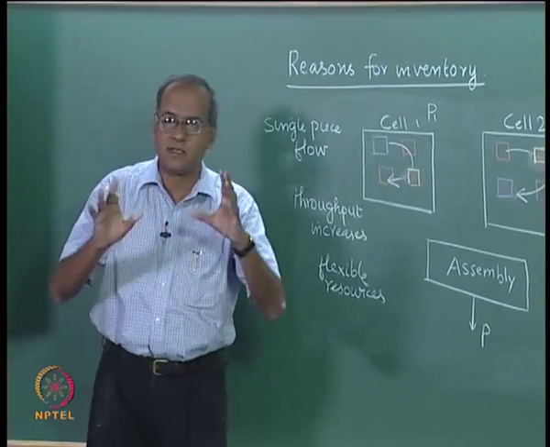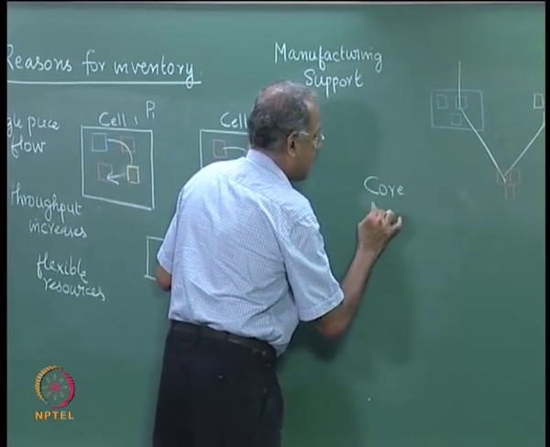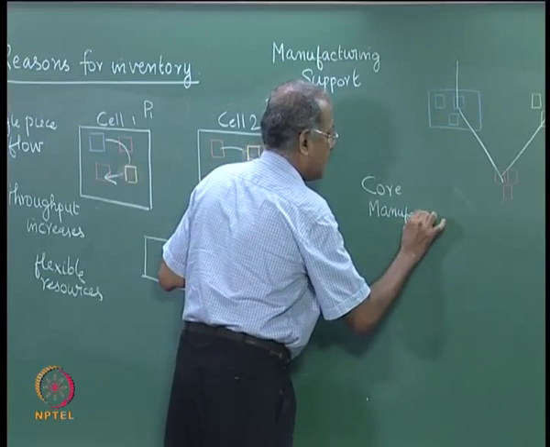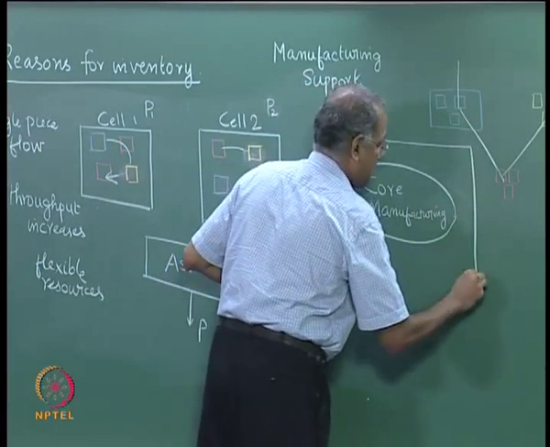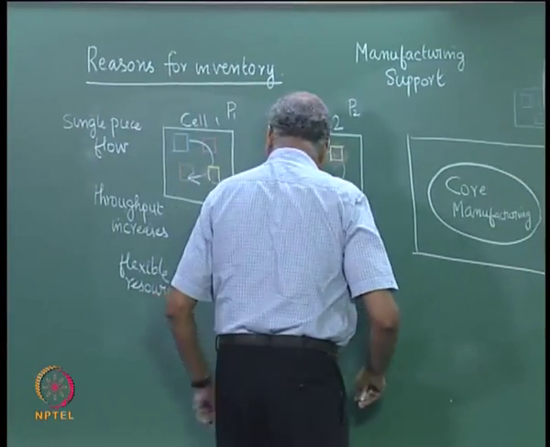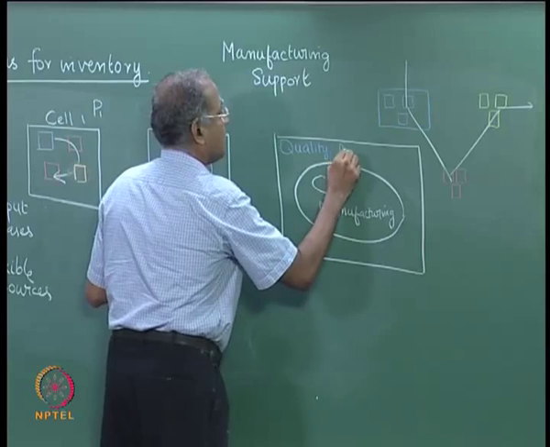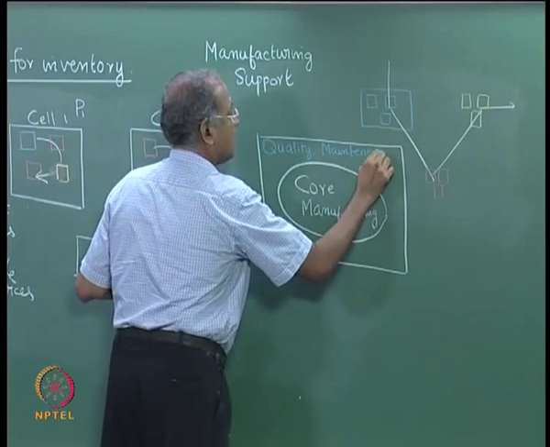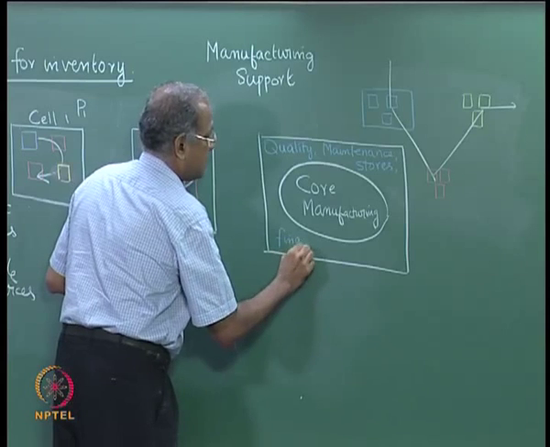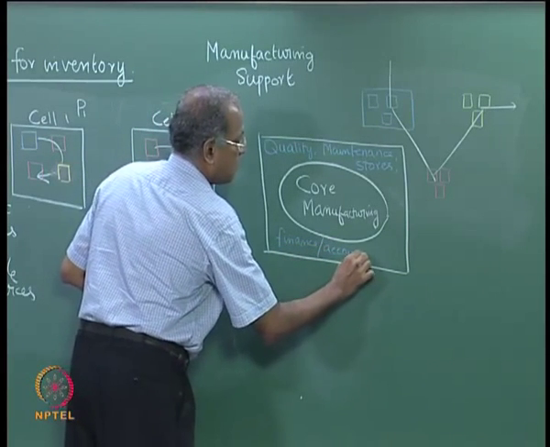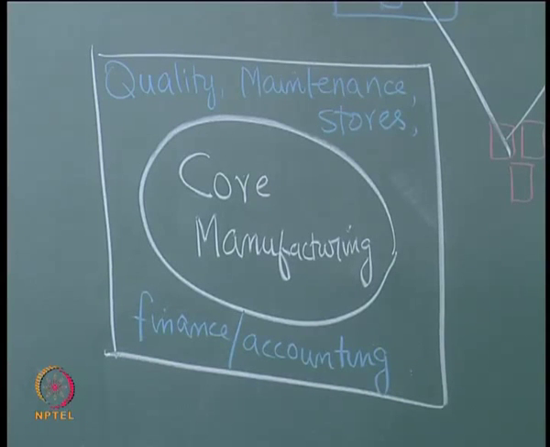Now, what is this manufacturing support? If we look at manufacturing, the central portion is called core manufacturing, and then we have something called manufacturing support, which is outside of this, and manufacturing support would involve quality, maintenance, stores, finance or accounting, and so on. Now, these are all activities which are needed for the cell to function.